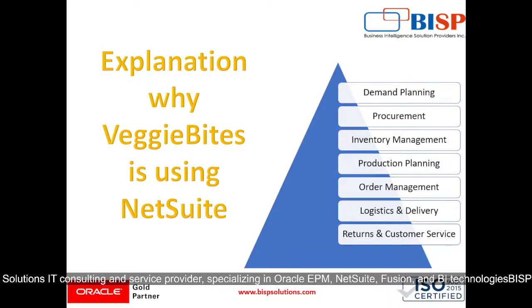So what we come to know about these 7 features is that smooth and efficient supply chain management is done only with Netsuite. So before using Netsuite, Veggie Bites was struggling with delays, inventory issues, and manual errors. But now, no stock shortages were there because everything is planned ahead.